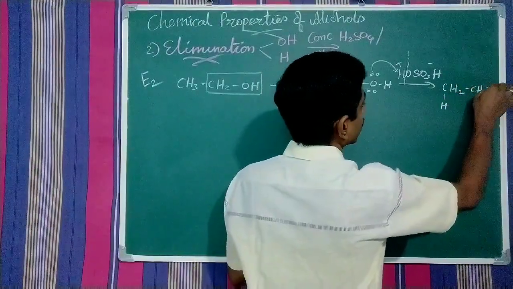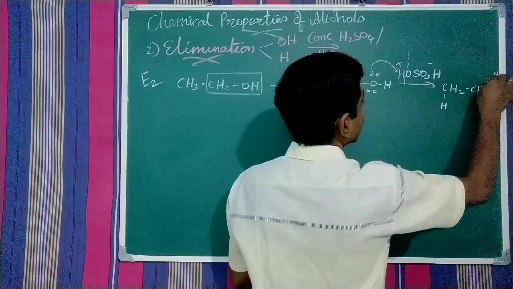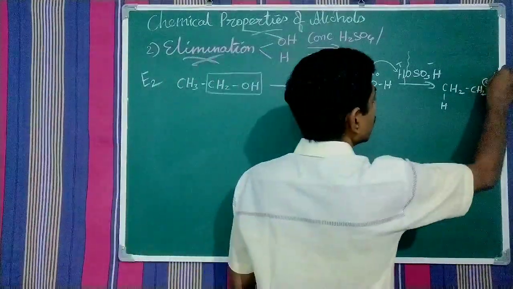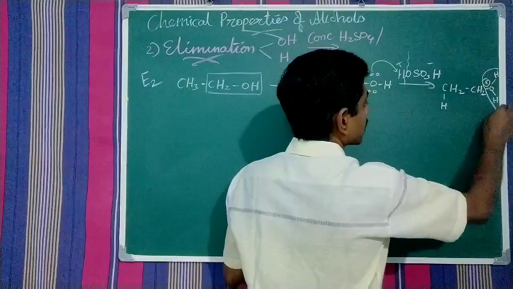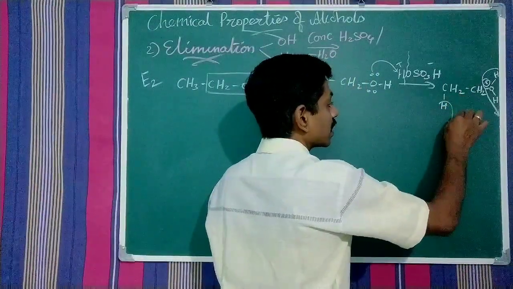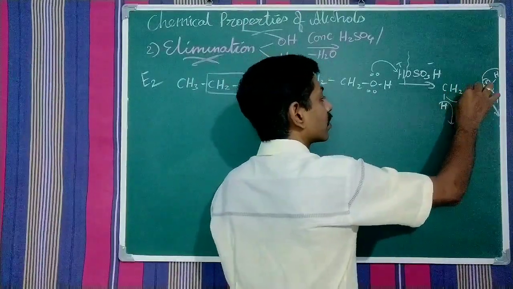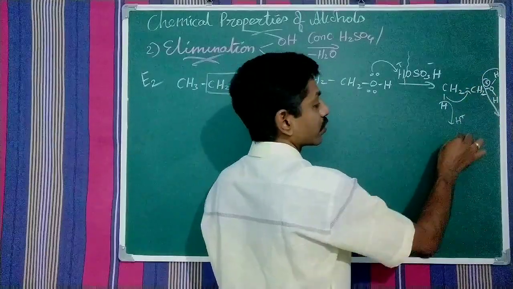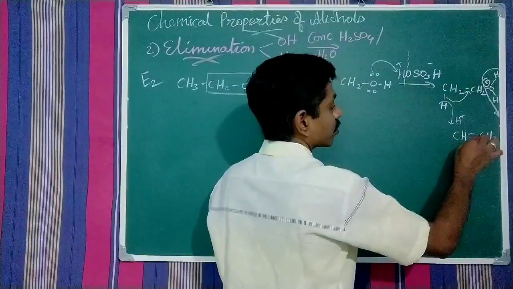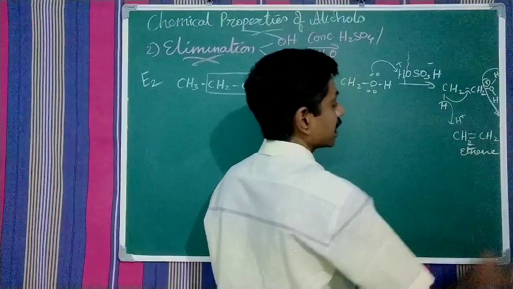CH3CH2 here, O with the 2 hydrogens, and they will gain a positive charge. As usual, like the last step, we can remove this as water, and this hydrogen has to go as H plus, deprotonation takes place, and this pair of electrons will come in between CH2 and CH2. So the final product will be CH2 double bond CH2, that is ethylene, or otherwise called ethene.